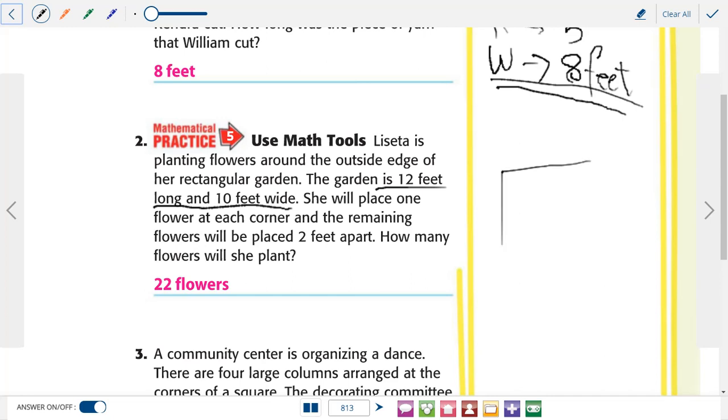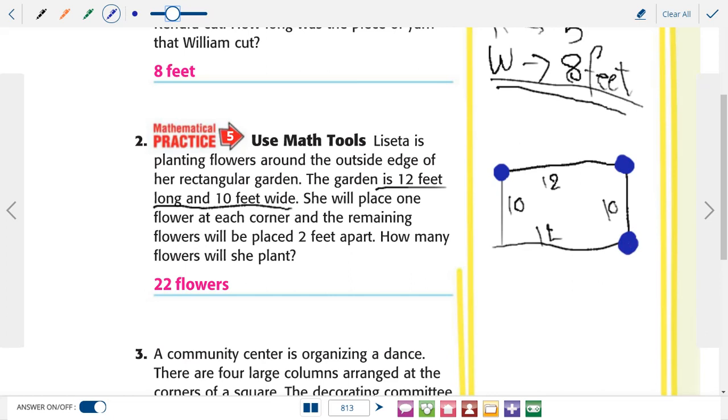First, let's draw our diagram. We know that this side is 12, this side is 10, this side is 10, and this side is 12. This is our diagram. Now, I'm going to use another color and I will put a circle instead of the flower, okay? We know that she will put 4 on the edges like this. 1, 2, 3, 4. Now, you have to know that between them she will place a flower after 2 feet.